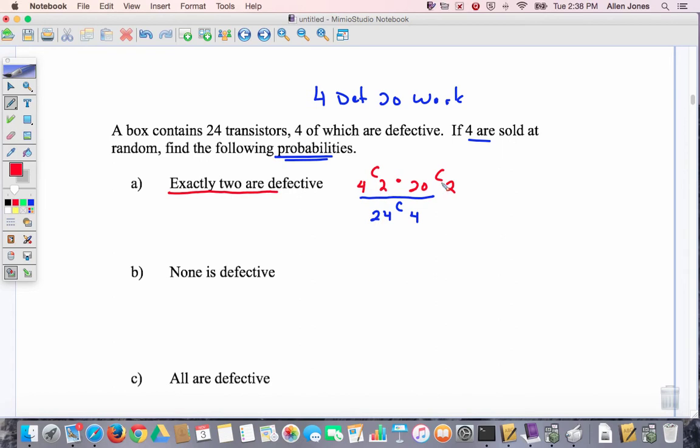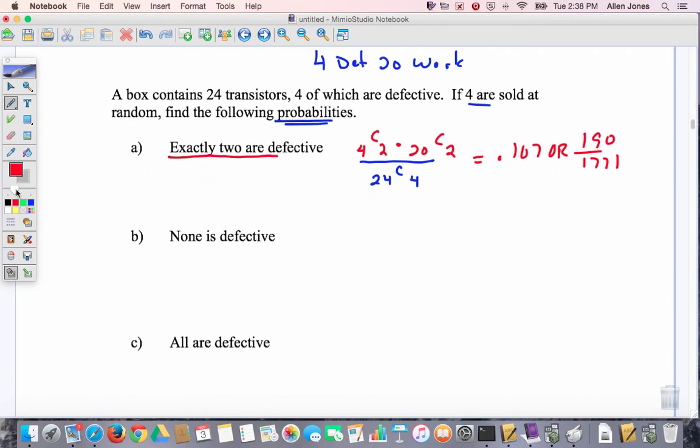4C2 times 20C2 over 24C4. So we've tied our numerator and denominator together. The 20 and the 4 had to be 24. The 2 and the 2 had to be 4. We can go ahead and make our calculations. And as a decimal, that's 0.107. Or as a fraction, that's 190 over 1771. We can take either answer, one or the other.